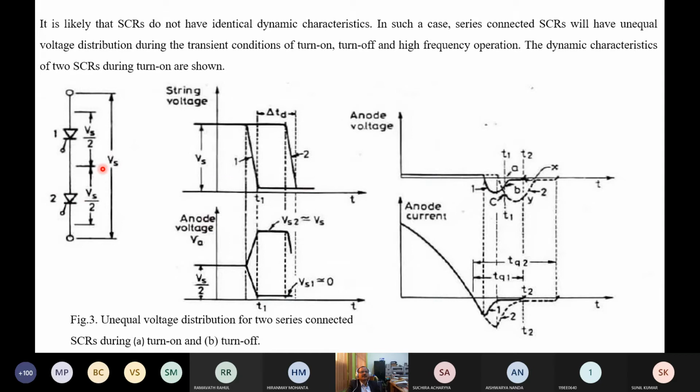The string voltage is Vs, but the voltage shared by each is Vs by 2. Now, when the thyristor T1 turns on faster, T1 is a little faster than T2. They have the same rating, but because of the difference in doping level, they don't have equal turn on and turn off time. So T1 turns on faster, and T2 is a little slower. It takes some extra time delta TD to turn on.